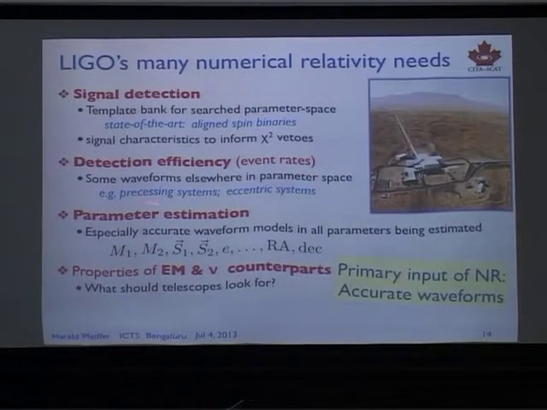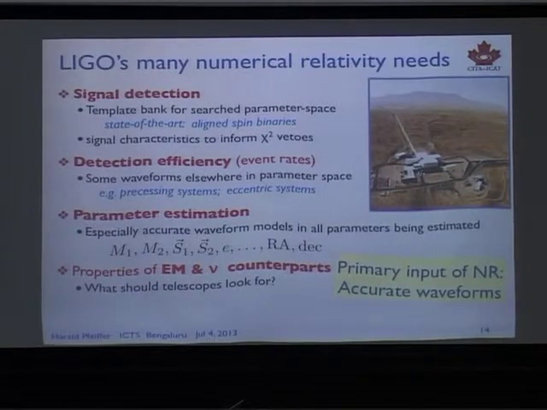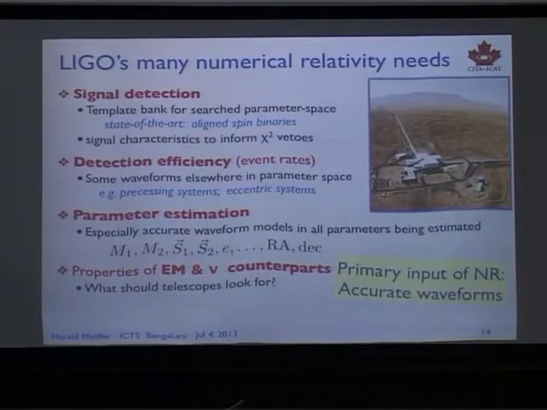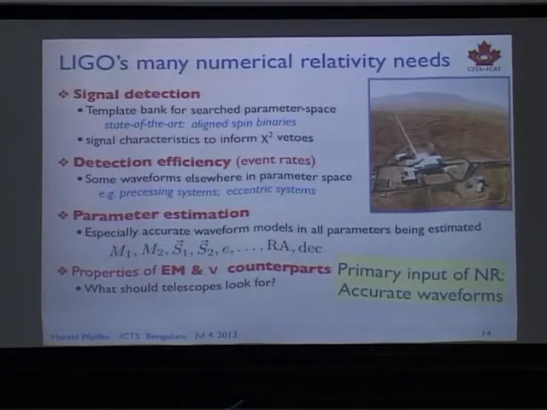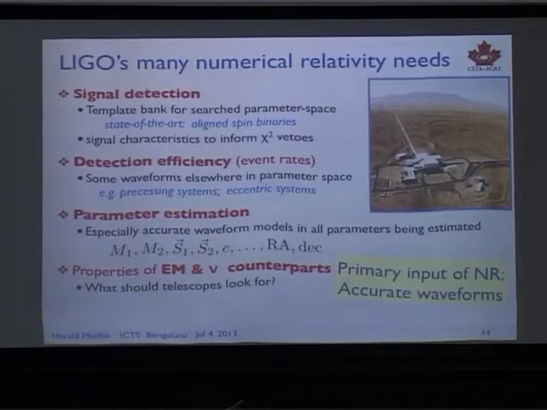So here, for this point, we need waveforms essentially everywhere in parameter space, precessing systems, eccentric systems, any type of object that might conceivably exist in the universe. Then, afterwards, another important use is parameter estimation, which is done with Markov chain Monte Carlo simulations. Those require waveform models in all parameters that are to be estimated. Those are typically all the intrinsic ones, the masses and the spins. So here we actually need precessing waveforms, eccentricity potentially.